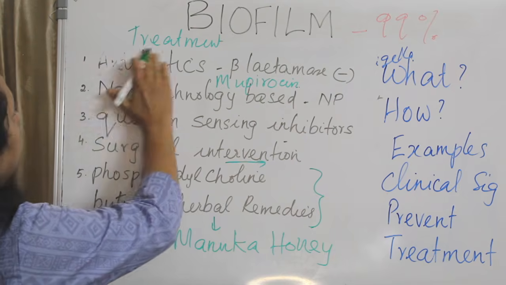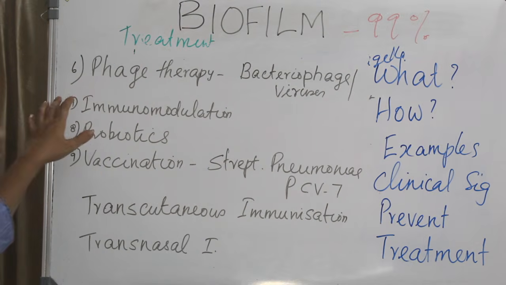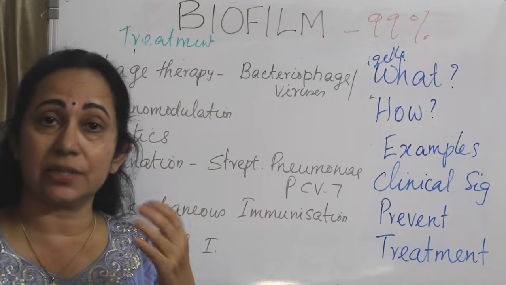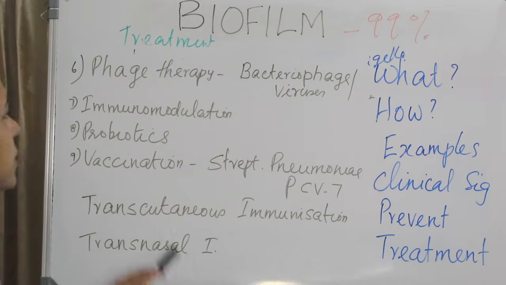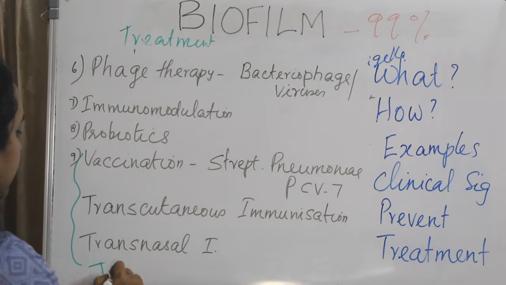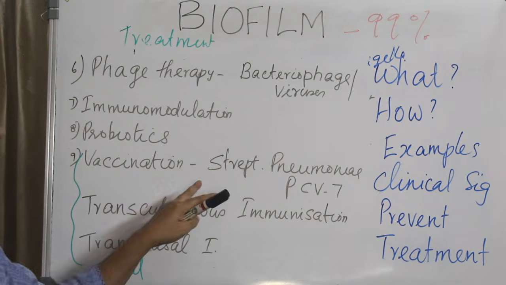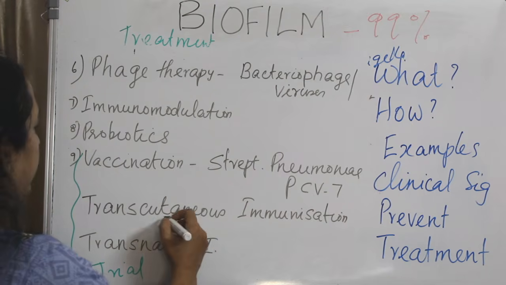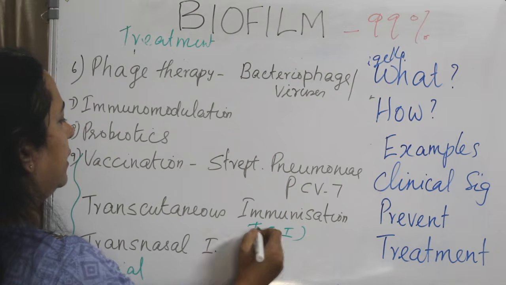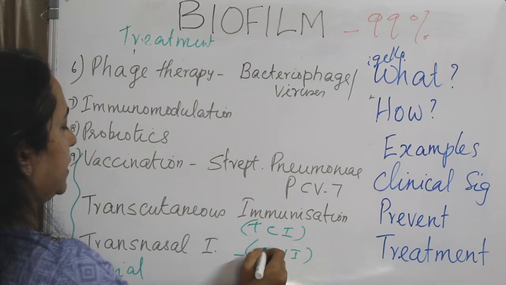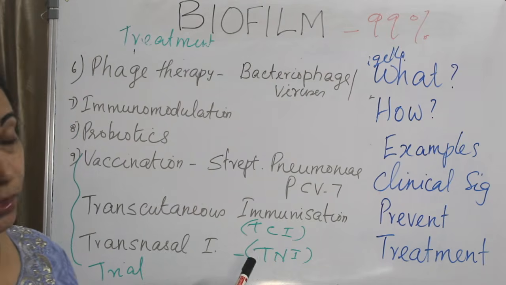Then after this, promising therapy is using phage therapy. There are some bacteriophage viruses, that is viruses which can eat or destroy bacteria, that can be used. Immunomodulation therapy, probiotics, and these are under trial actually, recent advance. Vaccination against Strep pneumoniae, PCV, then transcutaneous immunization, TCI, and transnasal immunization. This can be asked in a recent advance also, so prepare on that.